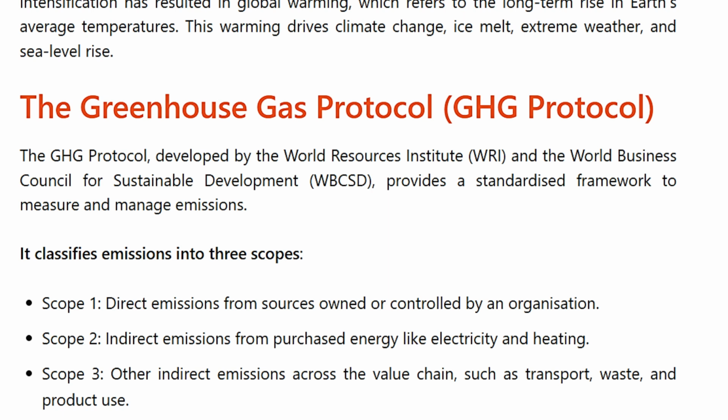Scope 1, direct emissions from sources owned or controlled by an organization. Scope 2, indirect emissions from purchased energy like electricity and heating. Scope 3, other indirect emissions across the value chain, such as transport, waste, and product use.